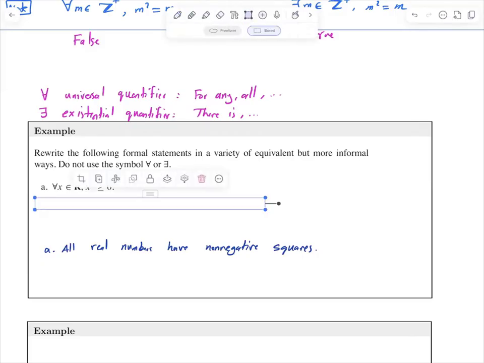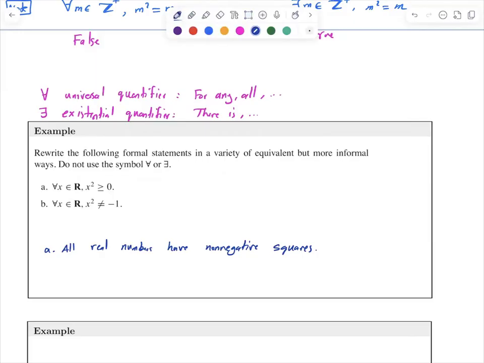Let's take a look at another example for you. It says for any real number, its square cannot be -1. All real numbers have squares that are not equal to -1. Or you can write it this way. You can say no real numbers have squares equal to -1. No real number has a square equal to -1.